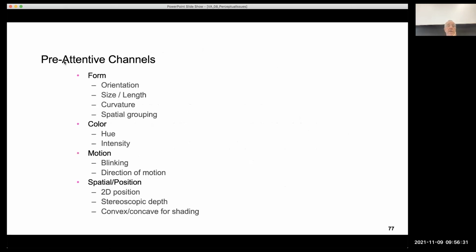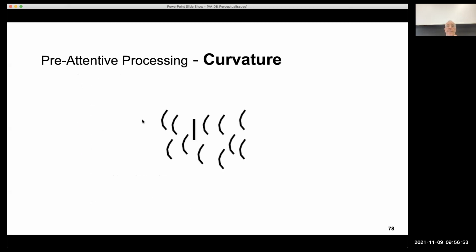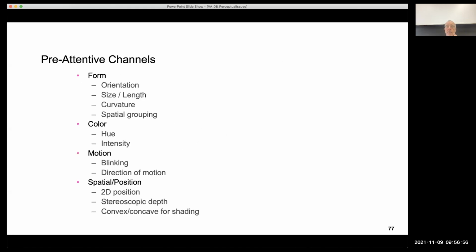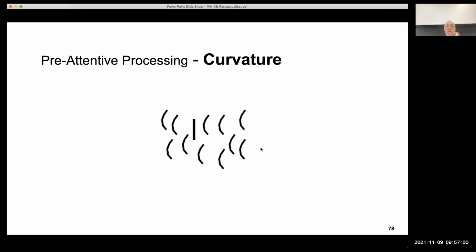And someone defined 4 channels of pre-attentive features: the form, the color, the motion, the spatial position. In the form, you have the orientation, the size, the length, the curvature, the spatial grouping. Let's see it. In all these images, there is one element that pops up quickly, no reasoning, no scanning.